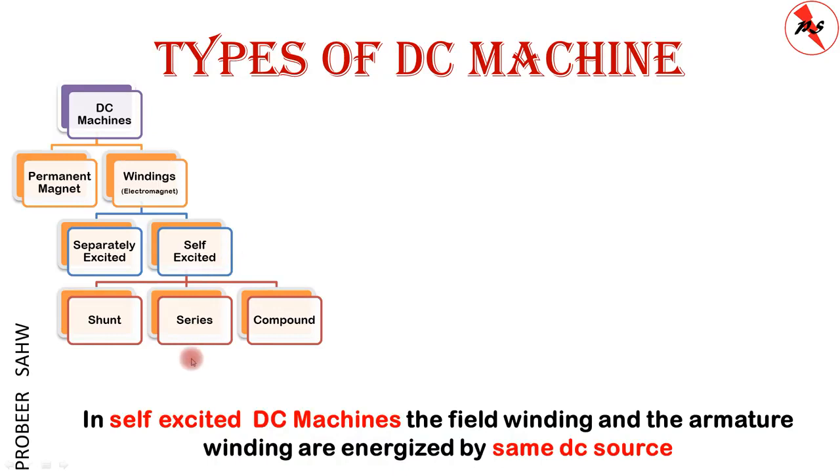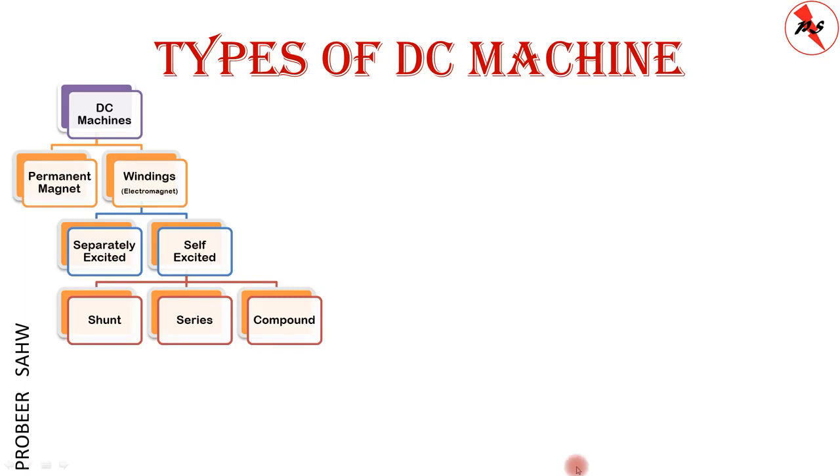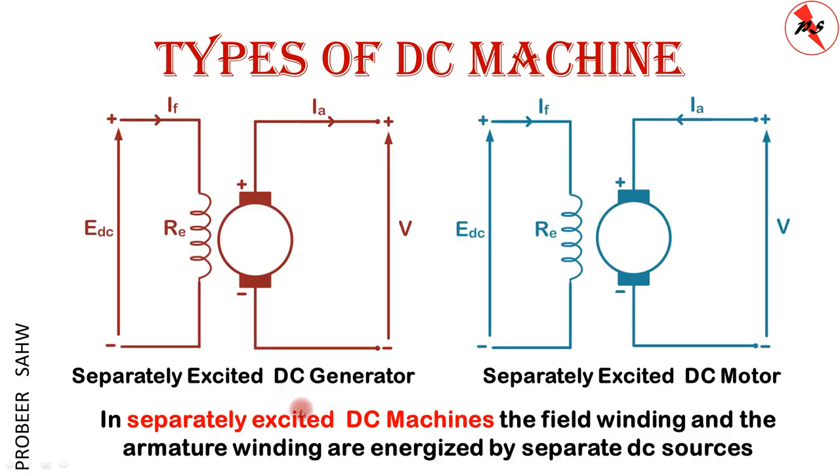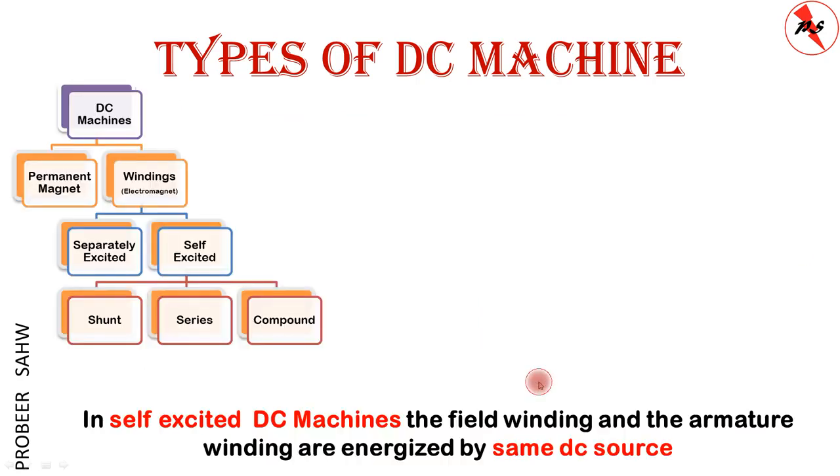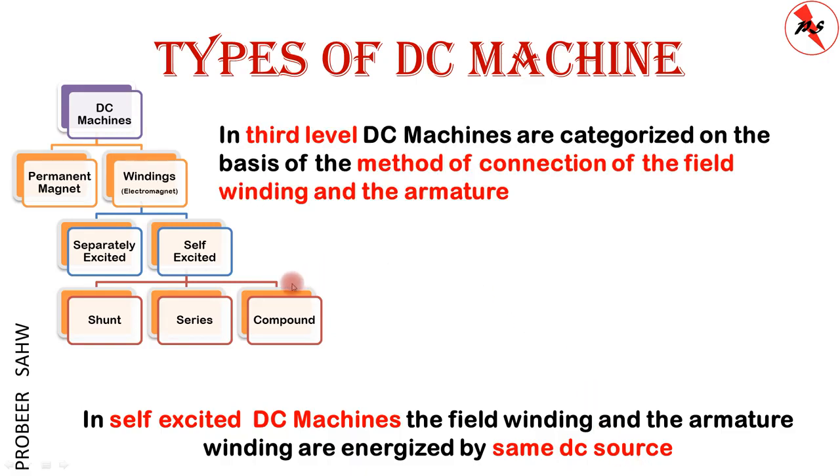Next, we have the self-excited type of DC machines. In this, the field winding and the armature winding are energized by the same DC source. Remember, in separately excited DC machines, the field winding is energized by a different source. Here we are supplying DC supply to the armature as well as to the field winding, but both the sources are different. In case of self-excited DC machines, the source will be the same, right?